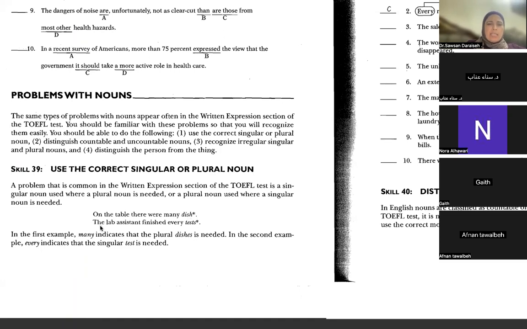Now look at the second example, the lab assistant, someone who works at the lab. He's called a lab assistant. Okay. Finished every tests. Look, there's an S. Every test, of course. With every we need test, not tests.